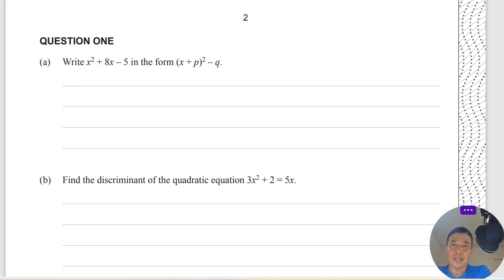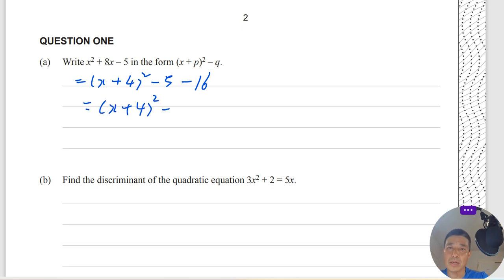Write x squared plus 8x minus 5 in terms of that. So obviously this is asking you to express it by completing the square. To do that, you go x plus half of 8, which is 4, squared. Minus 5 is still there, right? However, when you expand this, you get x squared plus 8x plus 16. We just made that up, so you have to take it away. So you go (x plus 4) squared minus 21 should be the answer.